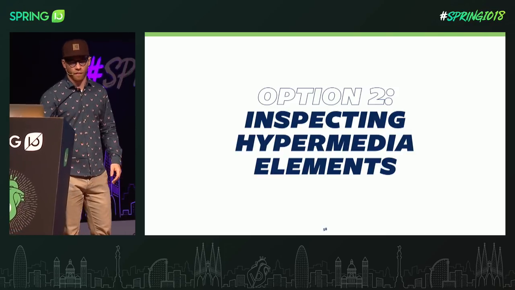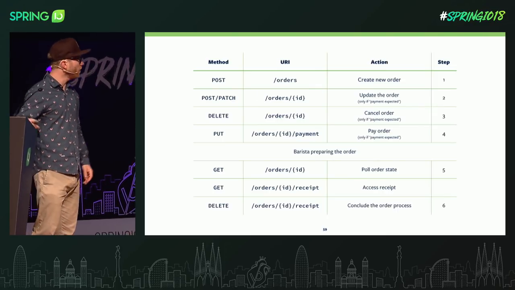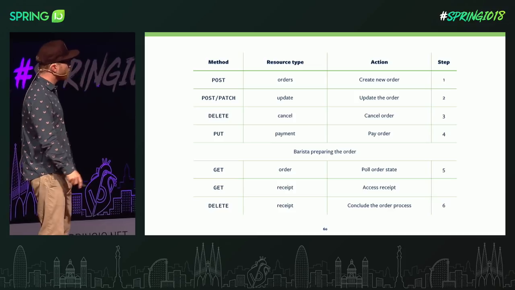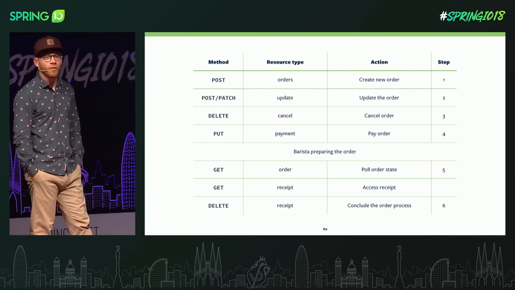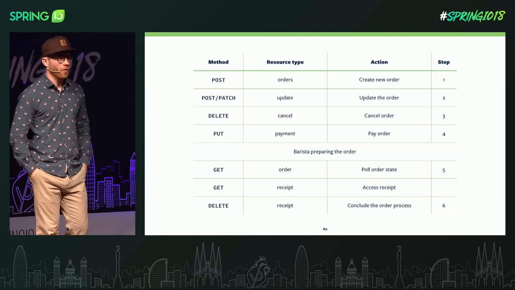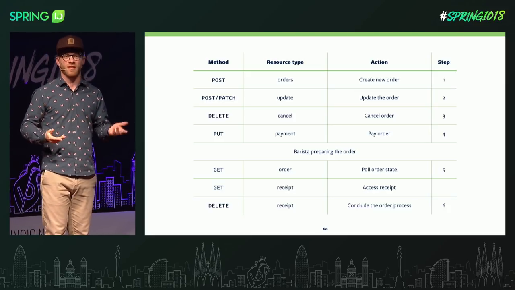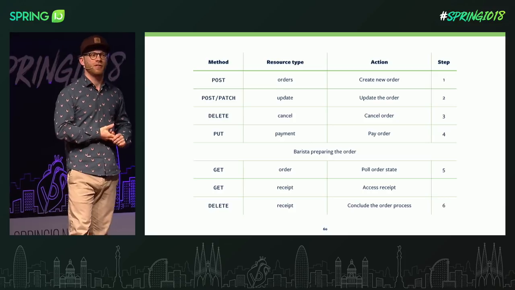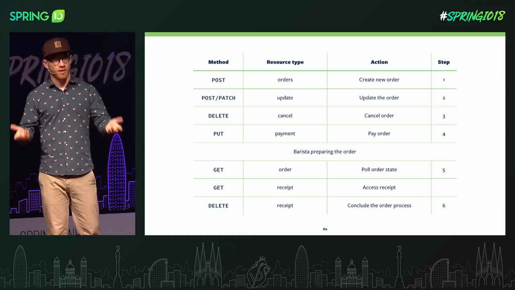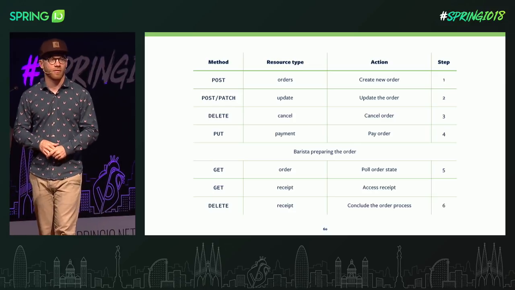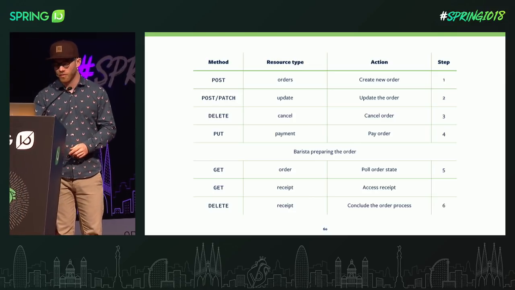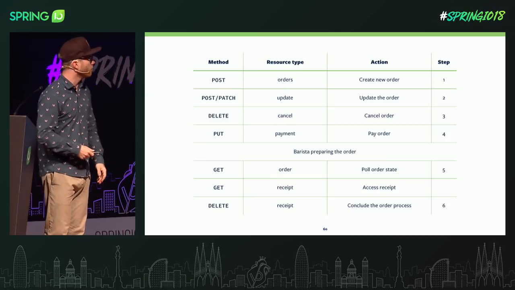So what can we do different in this case? So instead of doing that, we could just go ahead and say, dear client, we're not going to tell you what the exact business rule about the cancellation is. We just send you a link, and if that link is present, you can derive from that that the order can be cancelled, right?